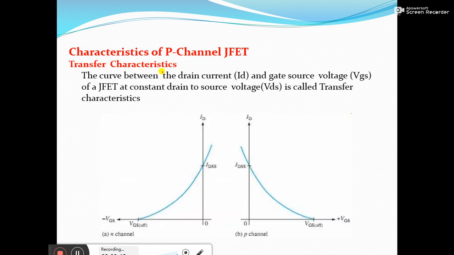If you see the characteristics of the P channel JFET, the VGS value is assumed to be negative in case of N channel, but here it should be assumed to be positive. Whenever VGS is equal to 0, the current is maximum, which is nothing but IDSS. Whenever VGS is equal to VGS off, the current will become 0. As you can see, these two pictures are mirror images of each other. The only difference is that VGS here is considered negative, and here VGS is considered positive. Okay.